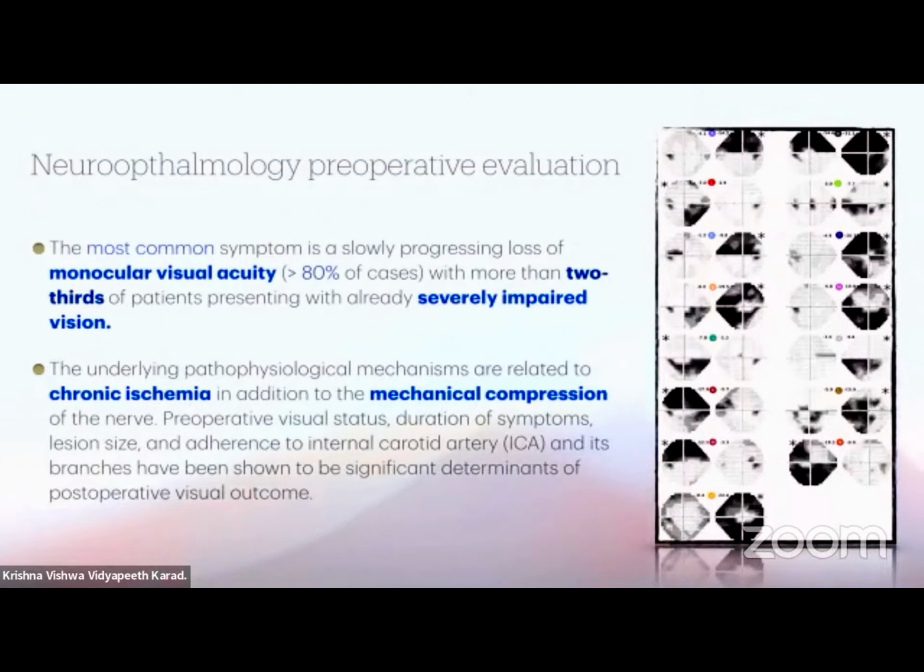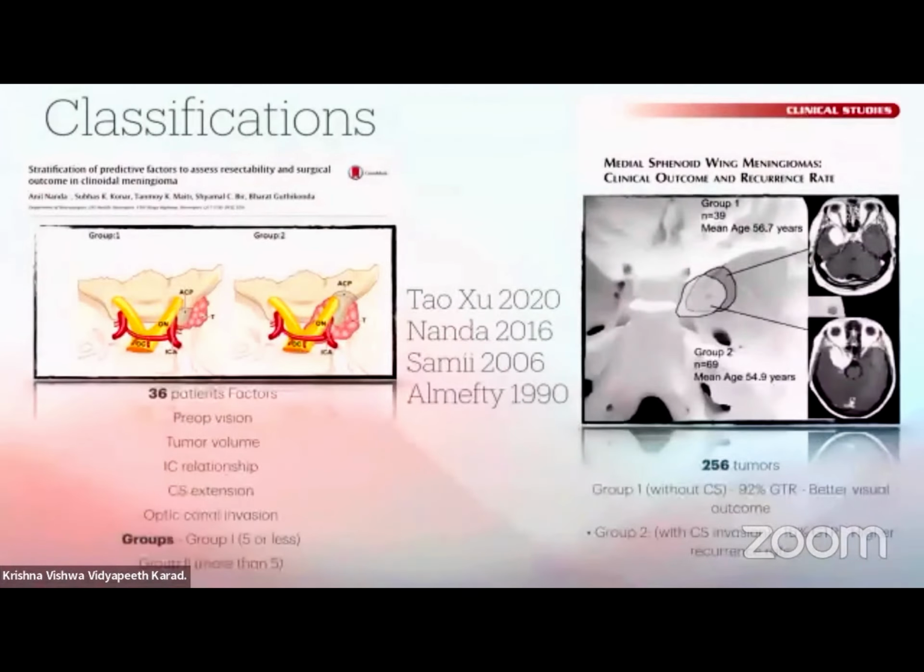Loss of monocular visual acuity is the most common symptom, mostly due to chronic ischemia and mechanical compression. Many classifications have been implemented to help the surgical planning and to predict the outcome. These are the most famous ones. Sami is the simplest one of them, classifying it into two groups according to invasion of the cavernous sinus. Nanda has added more items, including preoperative invasion, tumor volume, internal carotid relationship, cavernous sinus extension, and optic canal invasion, then classified it into two groups too.